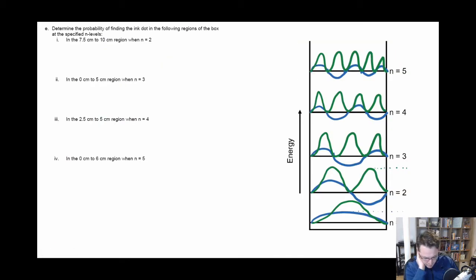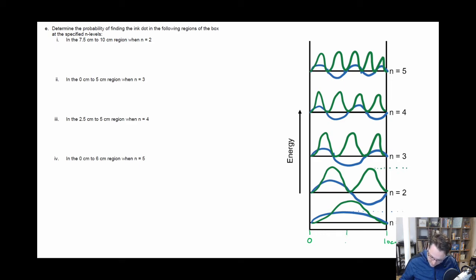E is to determine the probability. I had mentioned this before: you can just do this pictorially. You don't have to go through calculus or integrating or anything like that. You just have to know what regions you're looking at. For the first part, we know that the length of the box is 10 centimeters, so this is from 0 to 10 centimeters. The first question is asking about the 7.5 to 10 centimeter region.